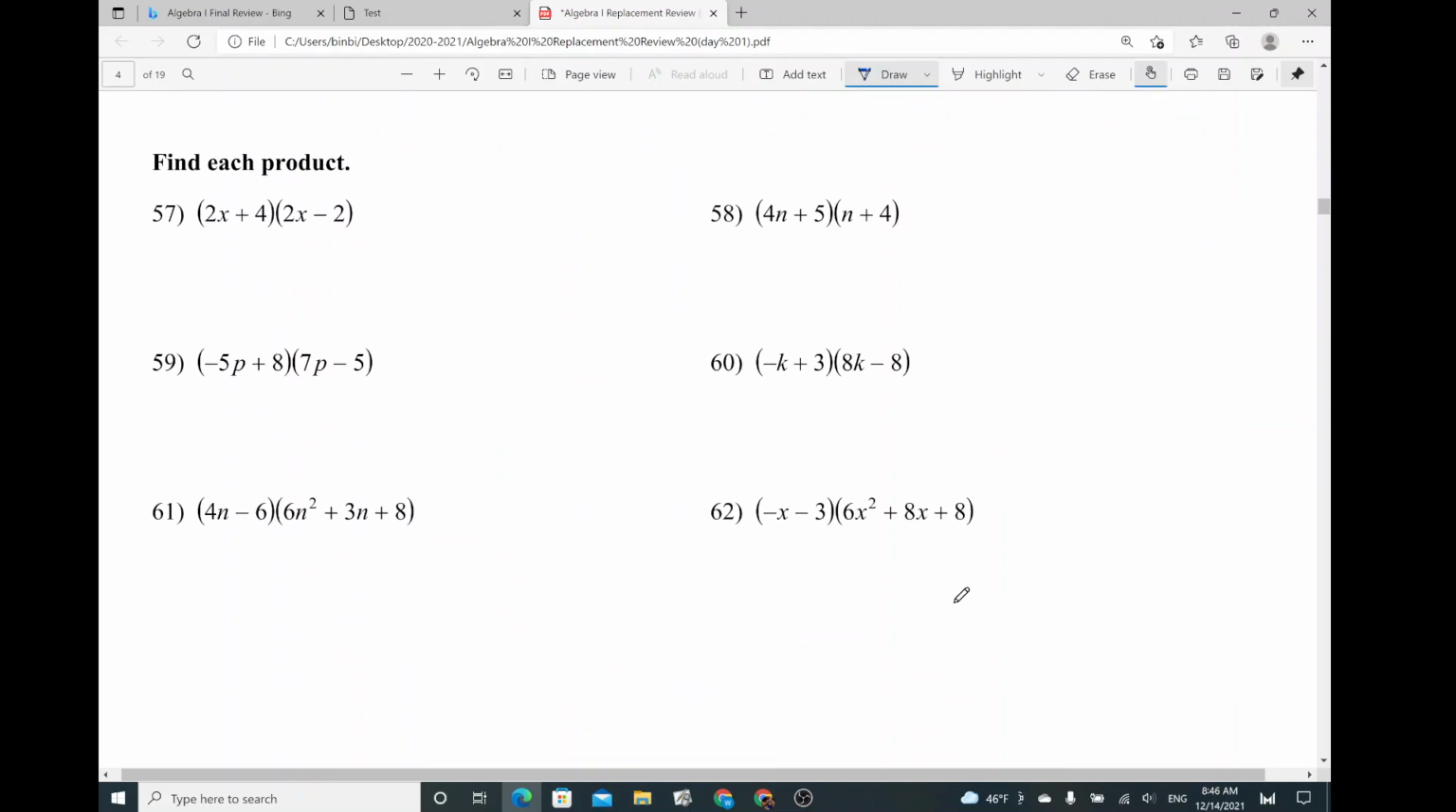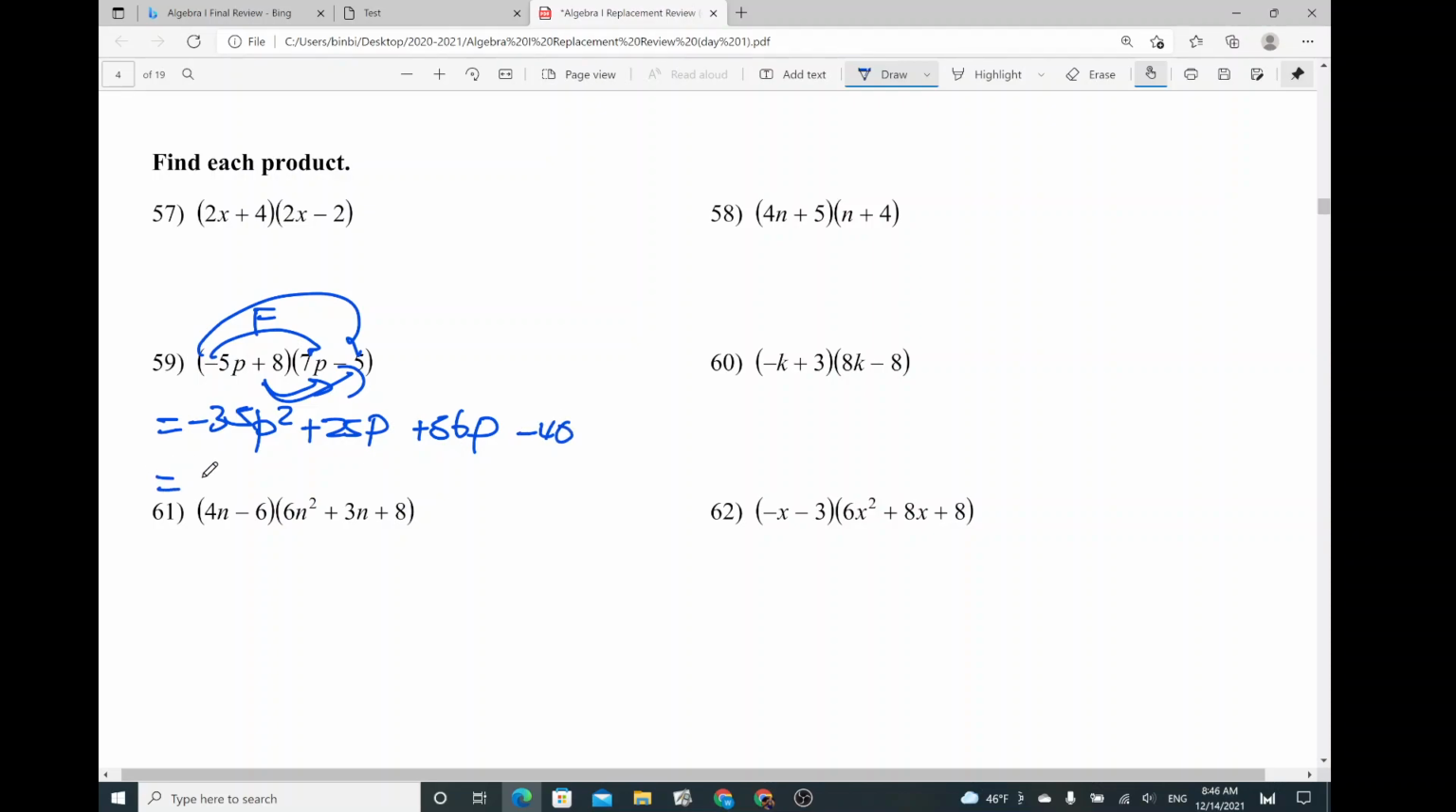And now what about the one where you need to find the product, FOIL? So let's do the one with a binomial multiplied by a binomial, like 59. So negative 5p times 7p, so the first terms. Negative 5 times 7, negative 35, p times p, p squared. And then outside, negative 5p times negative 5, positive 25p. 8 times 7p, so 56p. And then 8 times negative 5, negative 40.